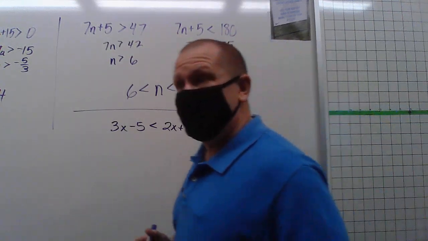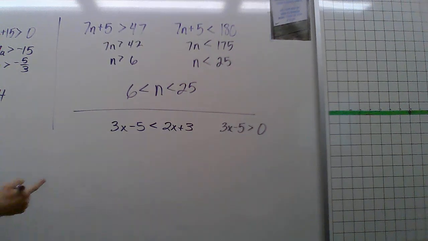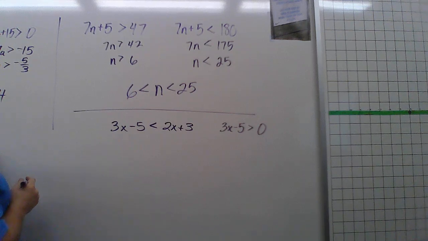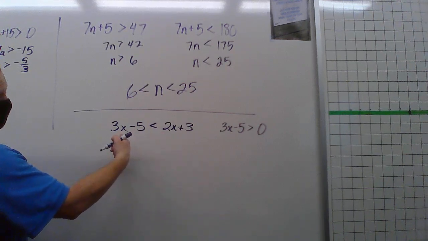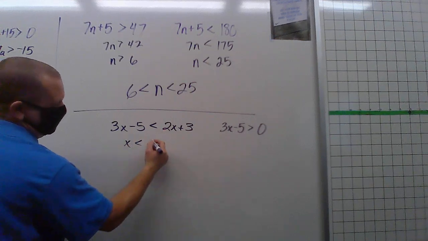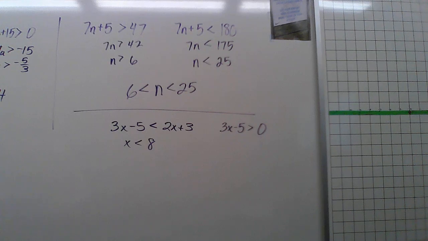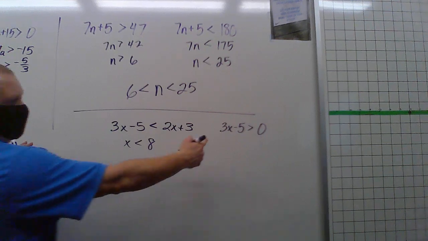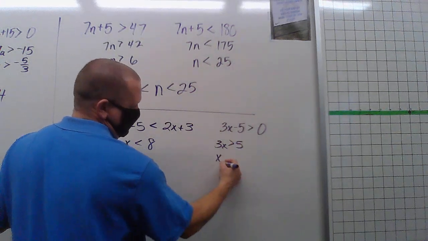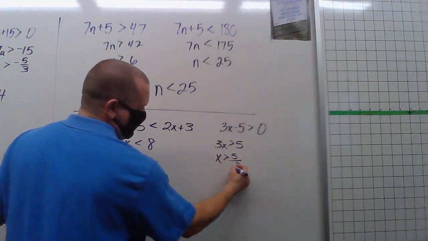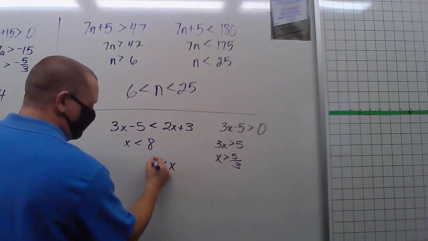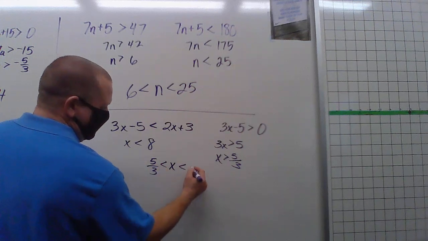And then I'm just going to go through and solve the problems again. So, combine my x's. Which way should I take my x's? To the left or to the right? To the left, because we want them positive, right? So we subtract 2x, and that means we're going to add 5. If I add 5 to this side, I get x is less than 8. Agreed? What about this one? Add 5 and divide by 3. So my two answers are x is greater than 5/3 and less than 8.